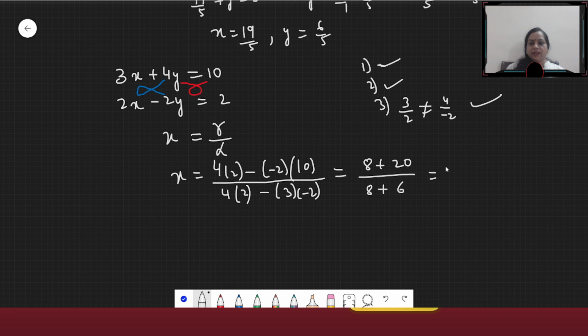Solve this quickly. 4 2s are 8, minus of minus plus, 2 tens are 20, by 4 2s are 8, minus of minus plus, 3 2s are 6. So what do you get? You get 28 upon 14. And how much is this? 14 ones are 14, 14 twos are 28, so x value is 2.